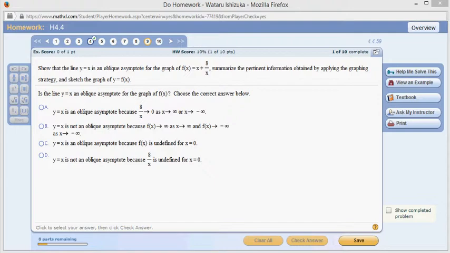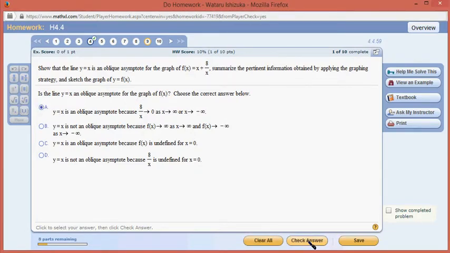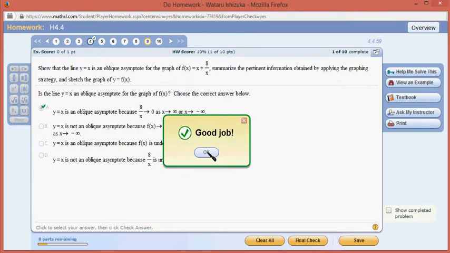So y equals x is an oblique asymptote because 8 over x approaches 0 as x approaches infinity or negative infinity. So this is actually the right answer. Alright, so we have that.